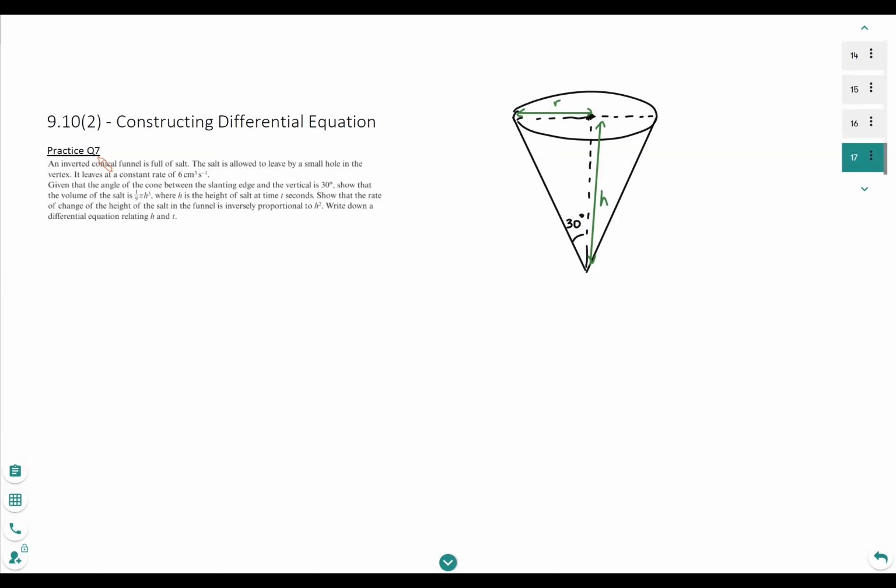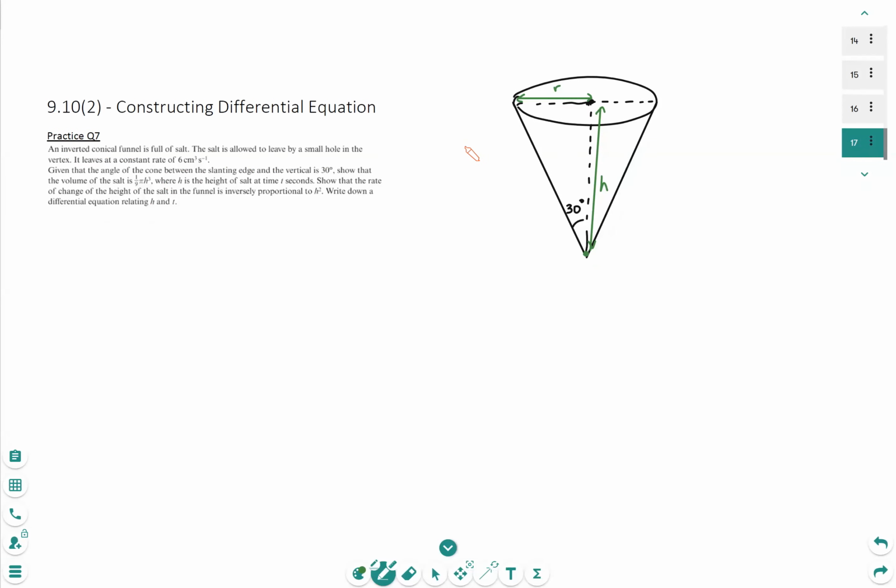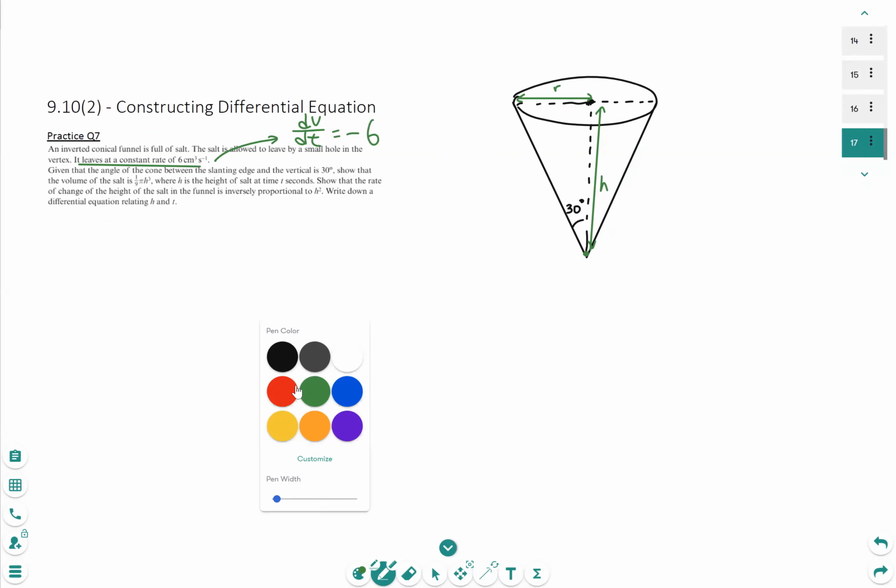Right, so let's read the question together. An inverted conical funnel is full of salt. The salt is allowed to leave through a small hole in the vertex. That means there's a little hole in there, and it's leaving at a constant rate of 6 centimeters cubed per second. So we have to know this means dV/dt, V because centimeters cubed, t because per second, equals negative 6. Next, given that the angle of the cone between the slanting edge and the vertical is 30 degrees, I told you that. Show that the volume of the salt is 1/9 pi h cubed.